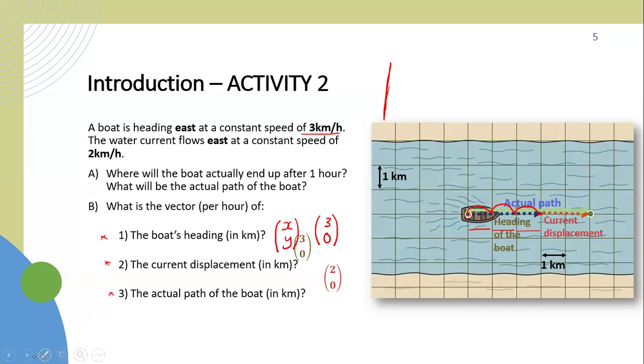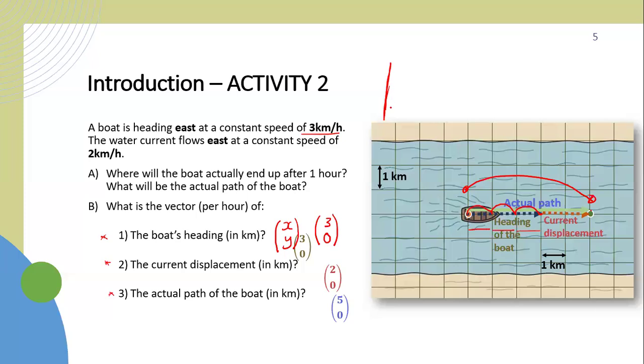And then our actual path. When you are obtaining your actual path, you always count from the starting point up to the finishing point. This is the finishing point and this is where the boat was initially. So when you look at it, you will note that you'll have your answer 5, 0.